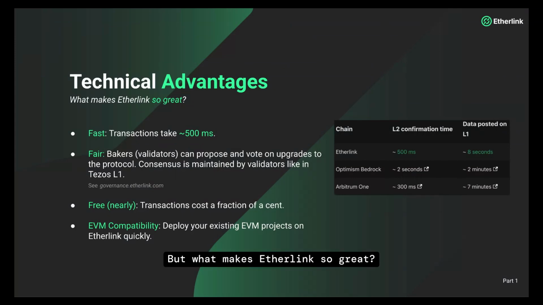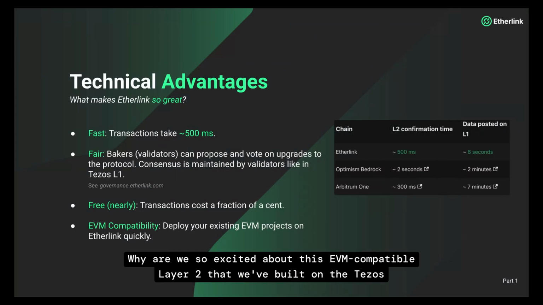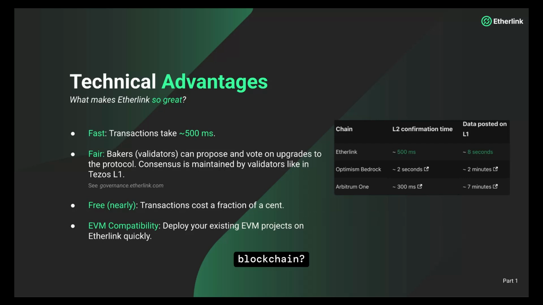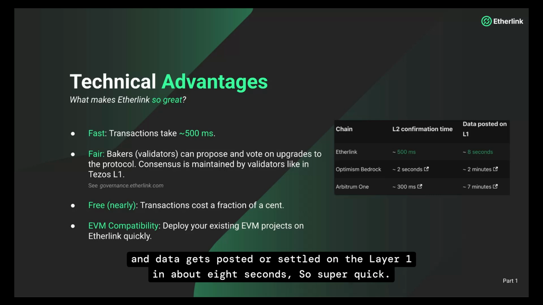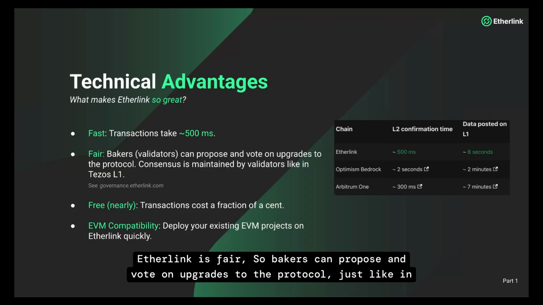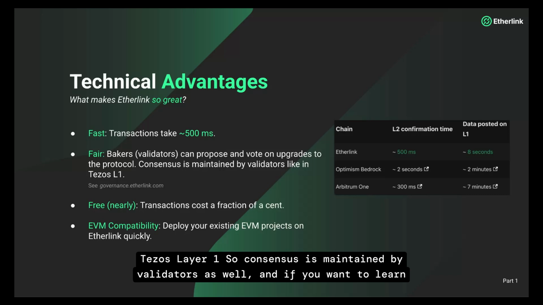But what makes Etherlink so great? Why are we so excited about this EVM-compatible layer 2 that we've built on the Tezos blockchain? And why do we want everyone to try it out? It's super fast. Transactions take around 500 milliseconds to be confirmed, and data gets posted or settled on the layer 1 in about 8 seconds, right? So super quick. Also, Etherlink is fair, right? Bakers can propose and vote on upgrades to the protocol, just like in Tezos layer 1. So consensus is maintained by validators as well.